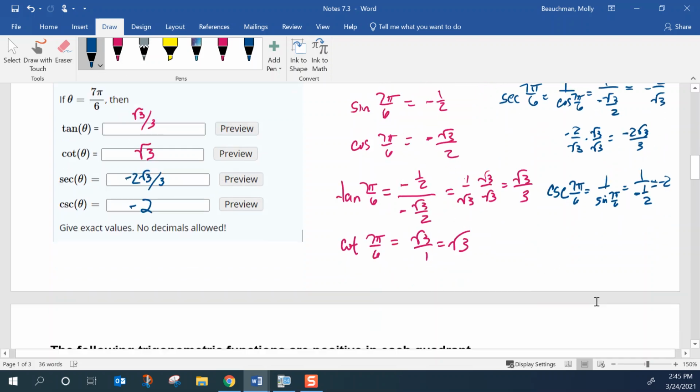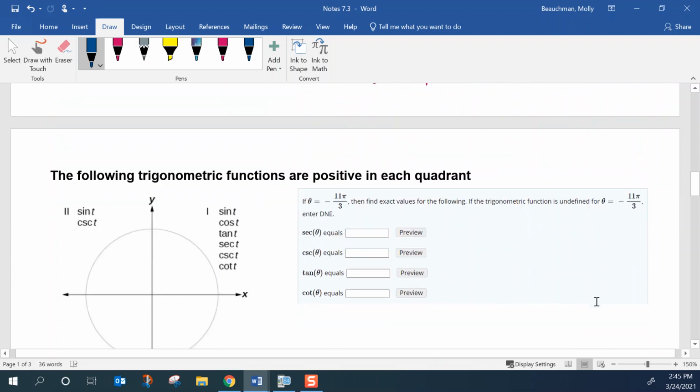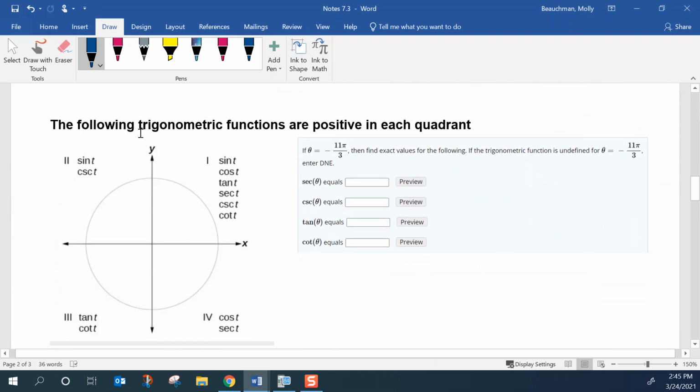All right, so the next part, just to take a look, of the following trigonometric functions, since all 6 trig functions depend on sine and cosine, the following trig functions are positive in each quadrant. So in the first quadrant, all 6 trig functions are positive. In the second quadrant, remember that cosine is negative, so everything that involves cosine is negative. So I've just listed the positive. The sine and the cosecant are positive in the second quadrant. All of the other trig functions are negative.